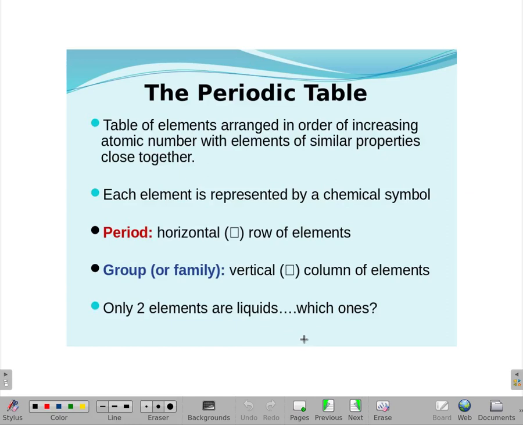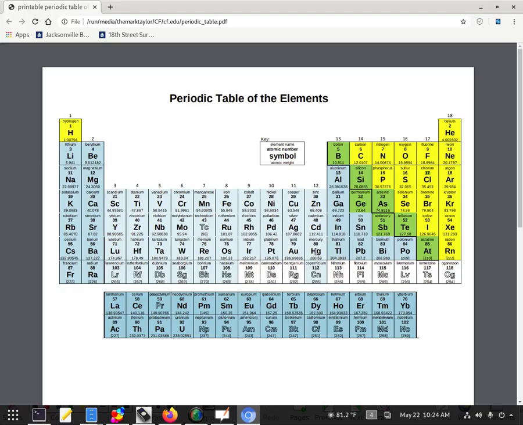All right. Now, my periodic table doesn't actually single out solids, liquids, and gases, but the only two that are liquids are mercury, which is right there in the periodic table. Mercury you find in thermometers sometimes, not so much anymore. And the other one that's a liquid at room temperature is bromine.